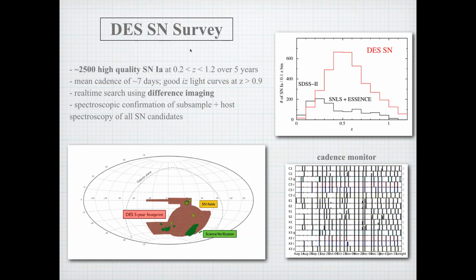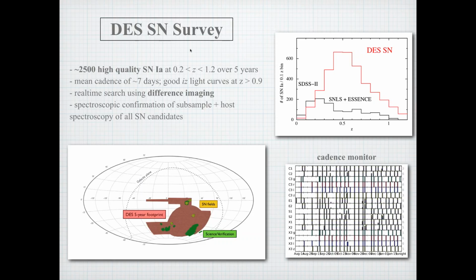The Supernova Legacy Survey, for example, the previous deep supernova survey, went out to redshift of 0.9, 1, and 1.1, but they don't have good I-band and Z-band light curves. They have maybe one of them, I-band, but not Z-band. So you can't really measure colors with the SNLS data.